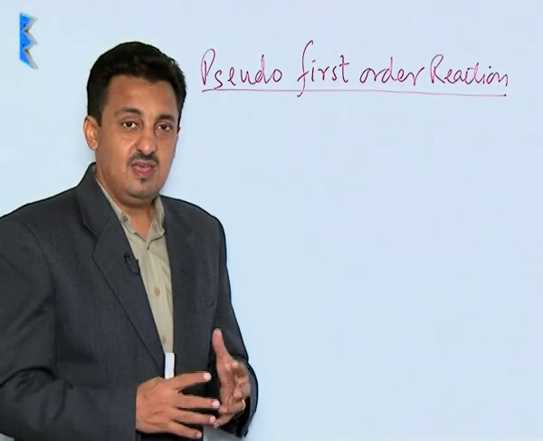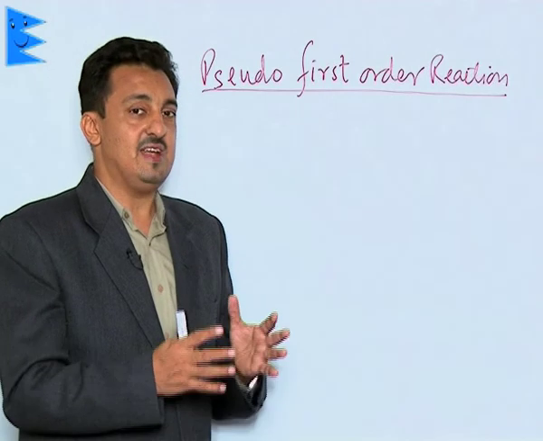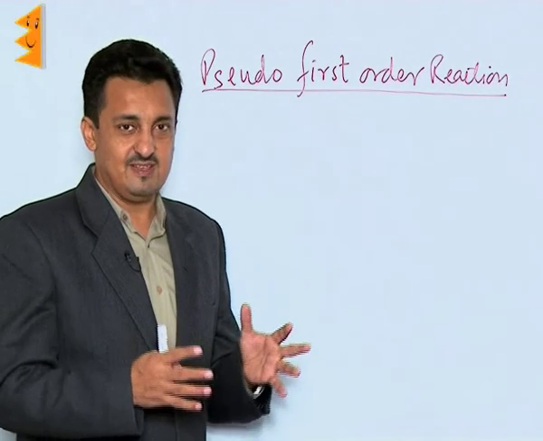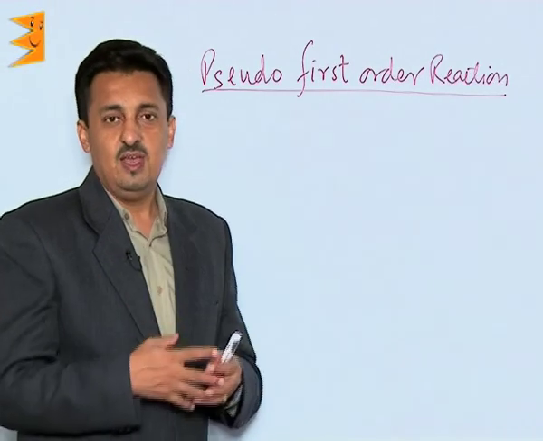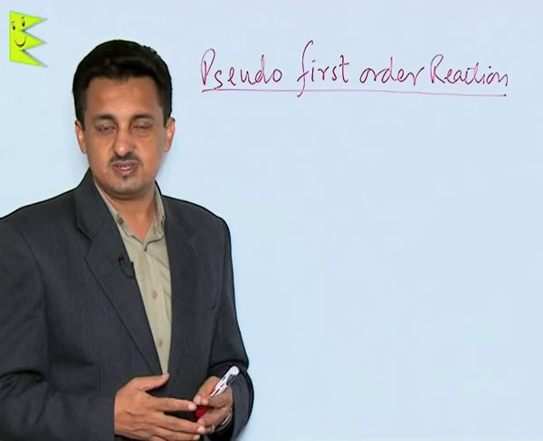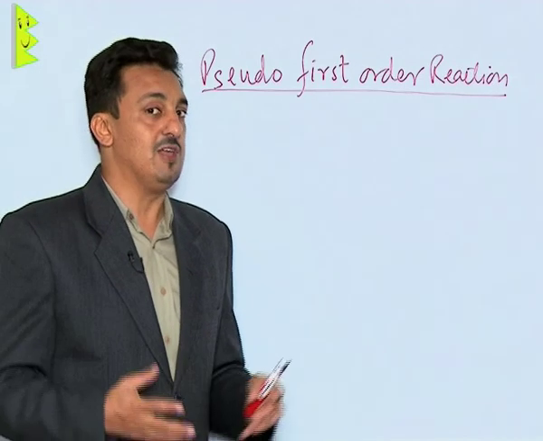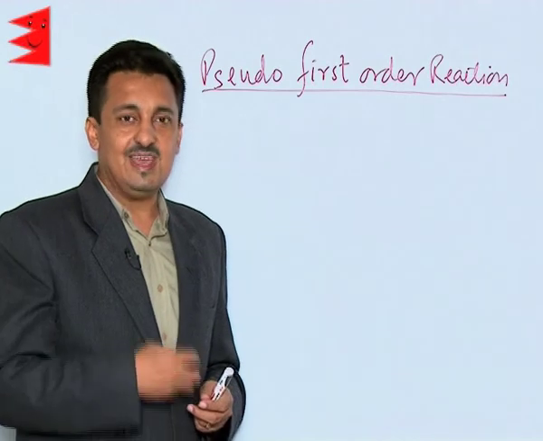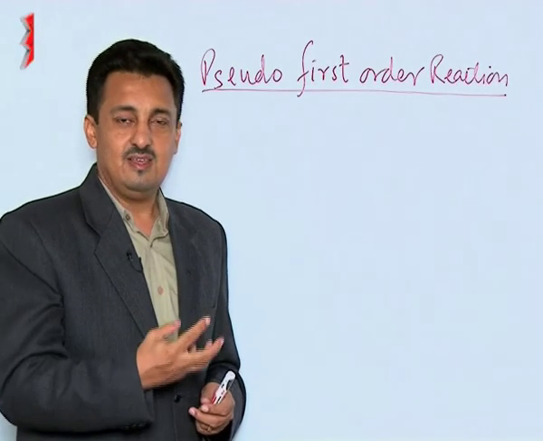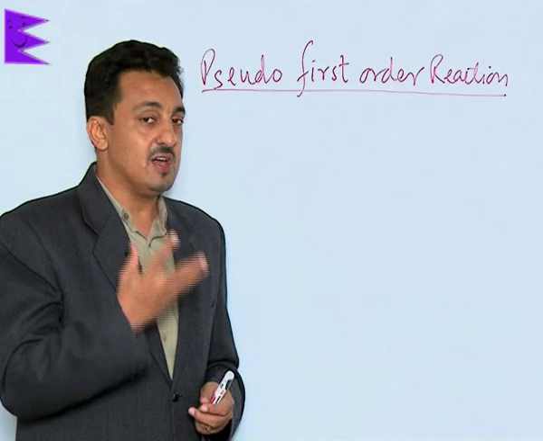What does it mean? If we go by the mechanism, we find that in the slowest step, the rate determining step, we have two reactants involved and they are colliding with each other to form the product. So they seem to be bimolecular reactions. But when their rate is determined experimentally, we find that their order comes out to be 1.